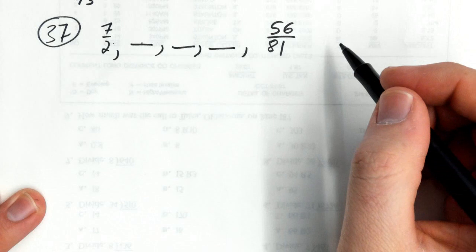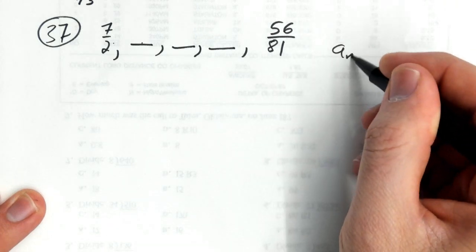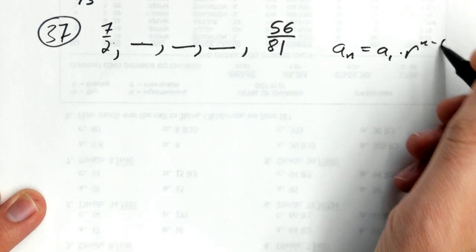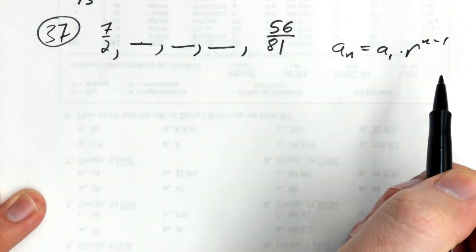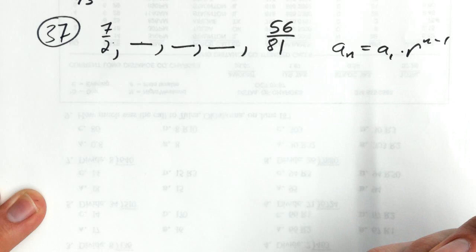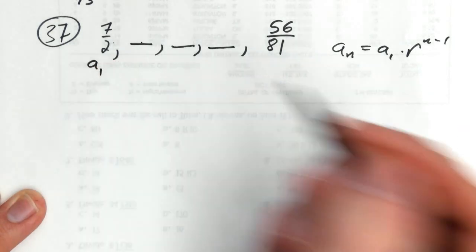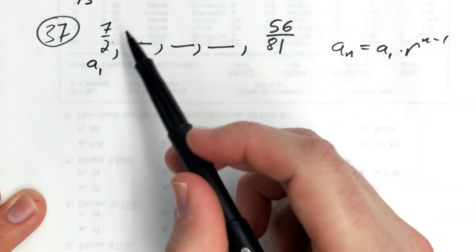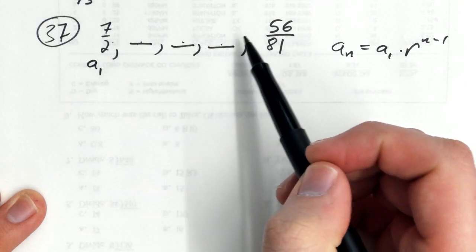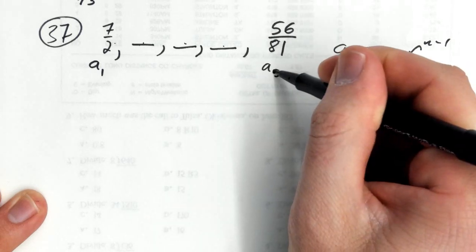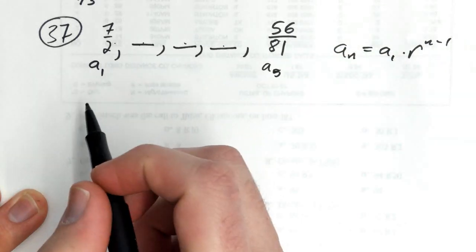What we're going to do is, again, rely on this formula, a sub n equals a sub 1 times r to the n minus 1. We actually have some information here, right? We have a sub 1. We also have a sub 1, 2, 3, 4, 5. So we have a sub 5 as well. So here's what we can plug into the formula.